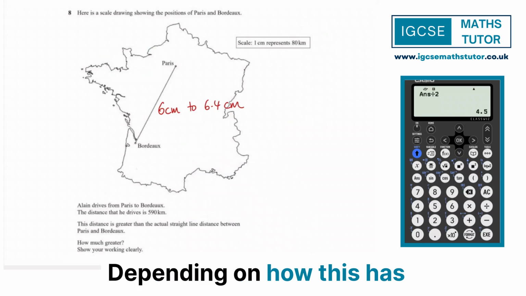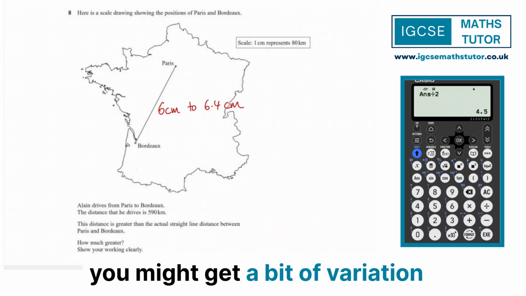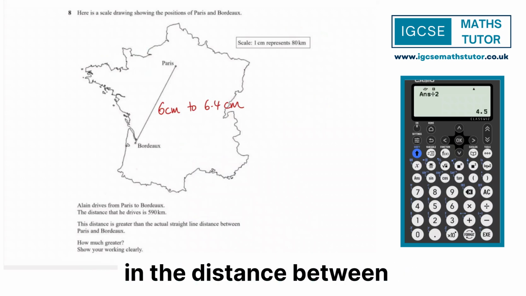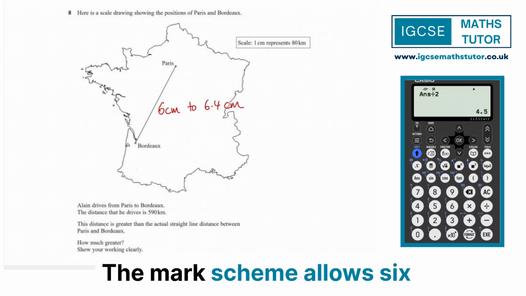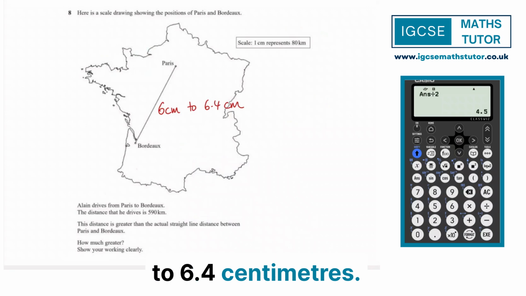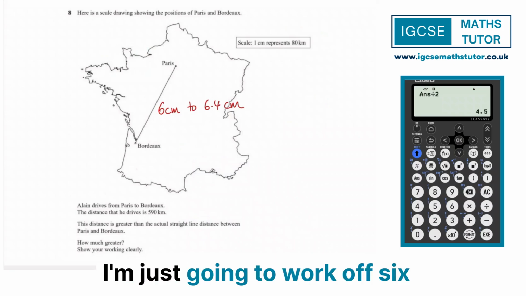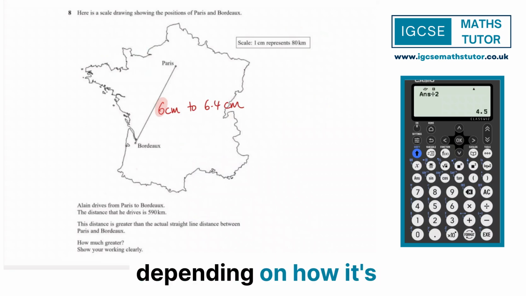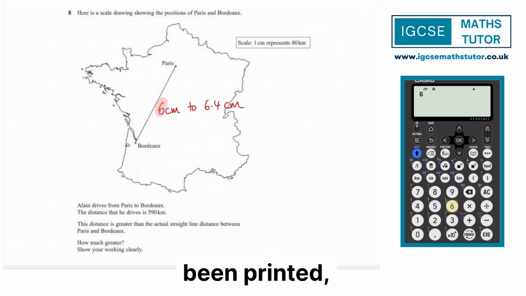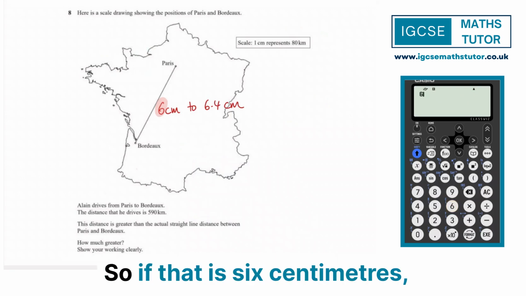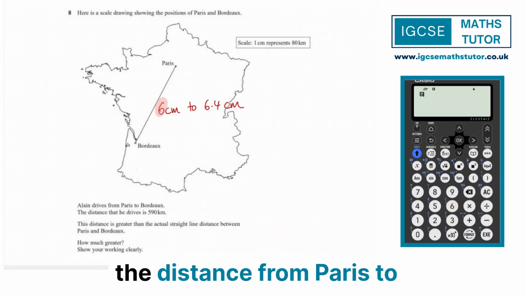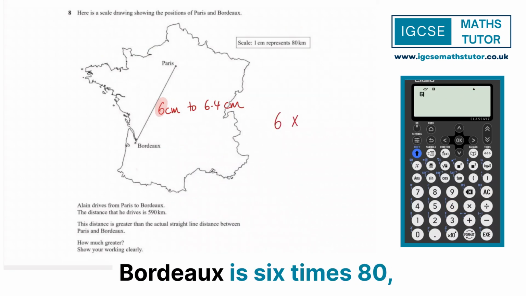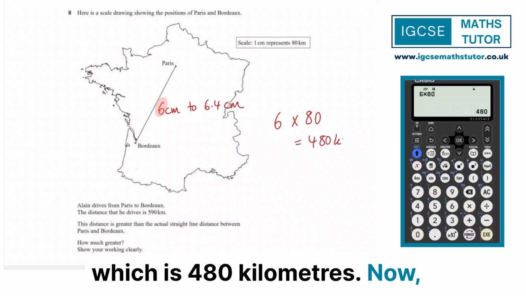Question 8, depending on how this has been printed for you, you might get a bit of variation in the distance between Paris and Bordeaux. The mark scheme allows 6 to 6.4 centimetres. I'm just going to work off 6. Again, it's sort of up to you, depending on how it's been printed as to what size you get. So if that is 6 centimetres, the distance from Paris to Bordeaux is 6 times 80, which is 480 kilometres.